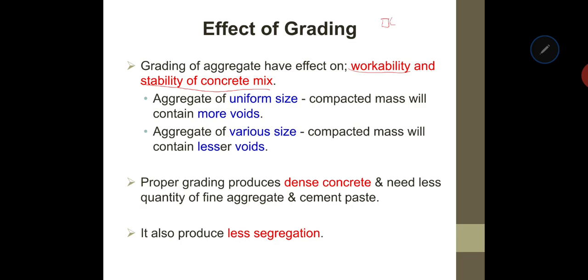So if you compact the same shape of aggregate with the concrete mix, this is what it looks like. It is more porous, with more voids. But if you have different sizes of aggregates, all the spaces will be filled up by those aggregates. That is why in concrete mix we have both coarse and fine aggregates to avoid voids. Proper grading produces dense concrete, needs less quantity of fine aggregate and cement paste, and also produces less segregation. At the end, it also affects the performance of the concrete mix. So that is the second part. Next we will discuss other topics for aggregates.